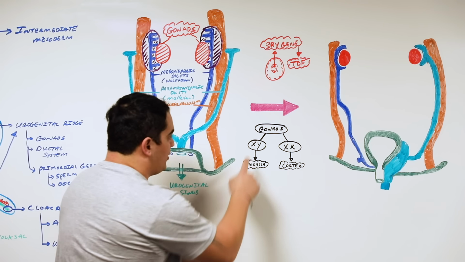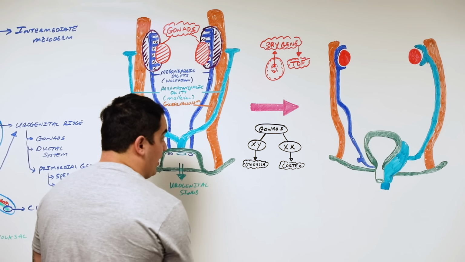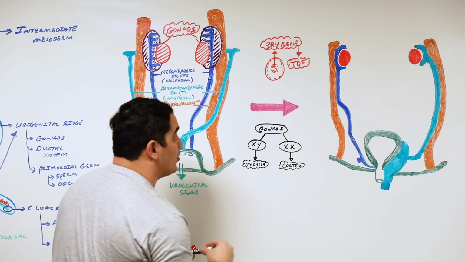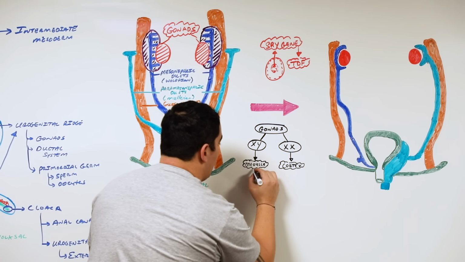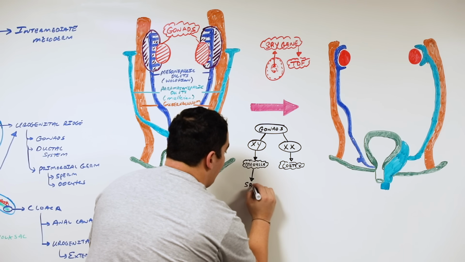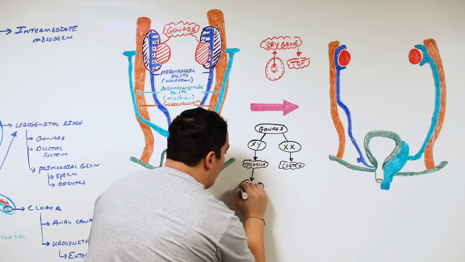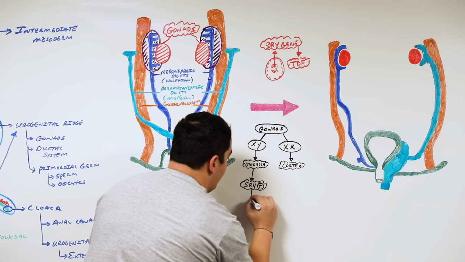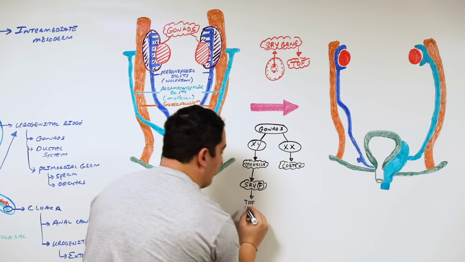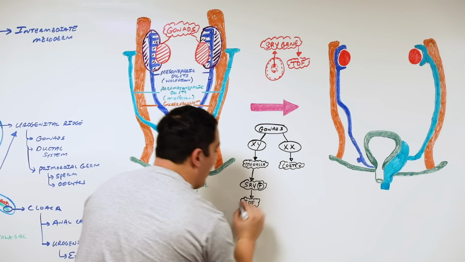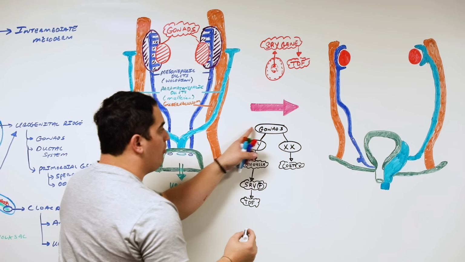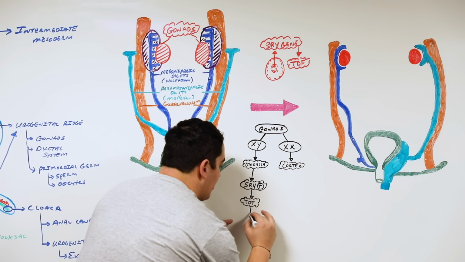If we take here, understanding that the XY, which was particularly for the male, they have the Y chromosome. The Y chromosome expresses the SRY gene. If they are SRY positive, what will they produce? They'll produce testes determining factor. What will testes determining factor do? It'll convert the primitive gonad into testes.